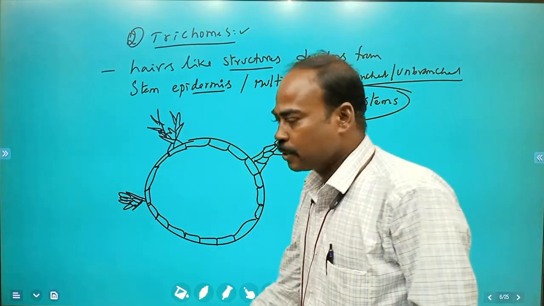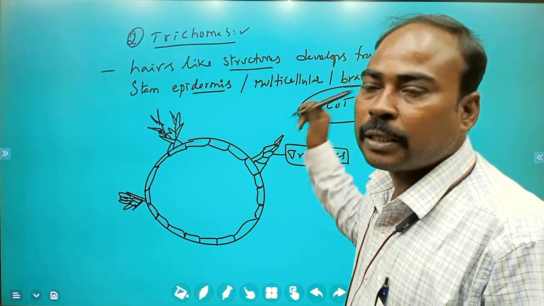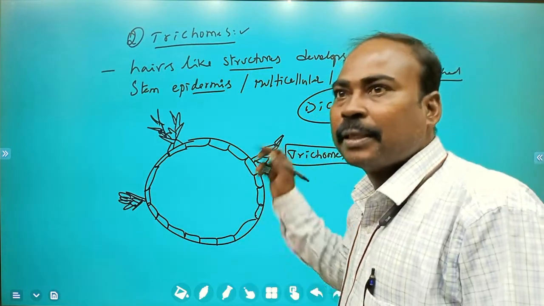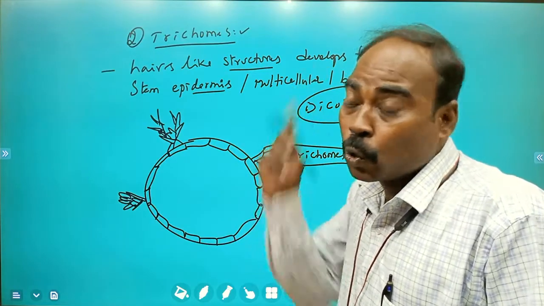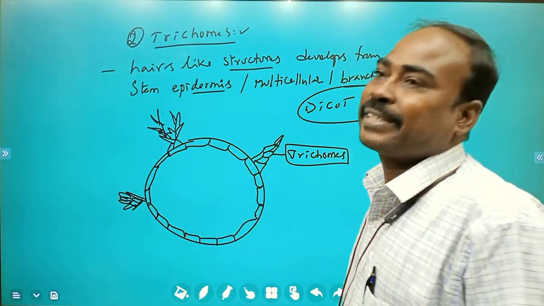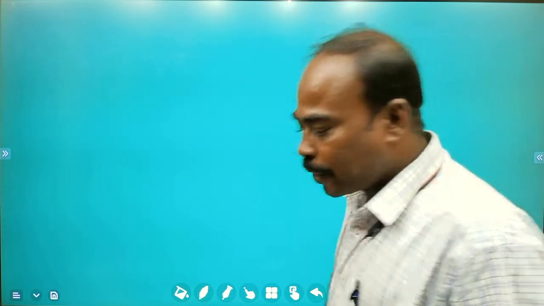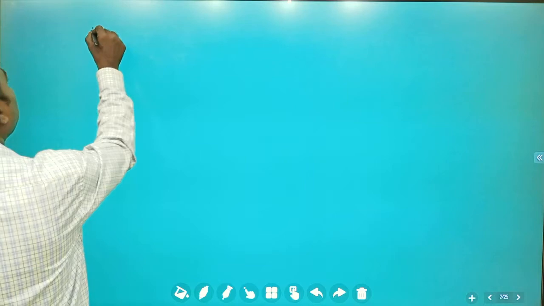trichomes, right? Trichomes are the special appendages found in stems. Root hairs are the tubular extensions developed in roots. These both are external appendages. That is about the epidermal tissue system.